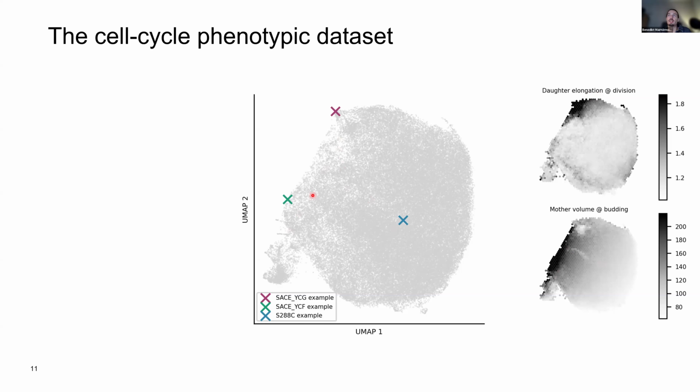And then this area on the left is mother volume at budding, so it's just generally large cells. If we now go further and look at some strains, we find some strains which are concentrated quite a lot within those regions in the UMAP, like this strain, which probably is quite elongated cells, this, which is large cells, and then this I put as reference. This is the reference strain, actually.